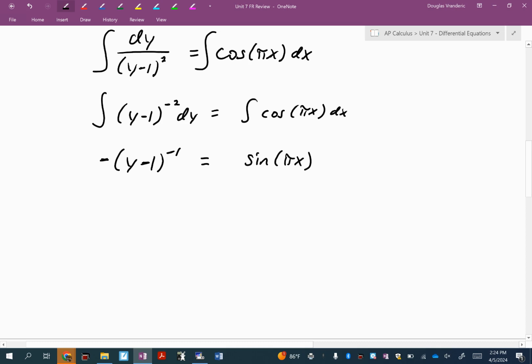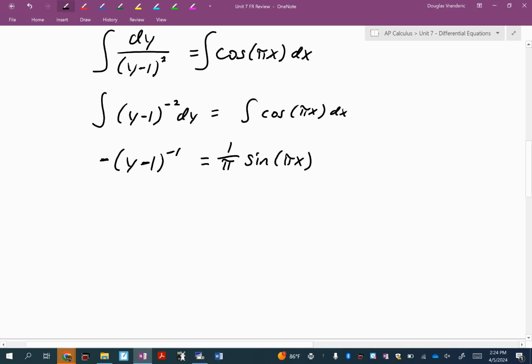Okay? Now, right now, if I were to stop and take the derivative, what is the derivative of sine? Cosine, so I'm good there. But remember, the chain rule is always in effect. Is this just x in here? No. So what is the derivative of pi x? Pi. So I'd have to have a pi here. Do I have a pi in front? No. So to account for that, I need to not just put pi, I need to do the reciprocal of pi, which is 1 over pi.